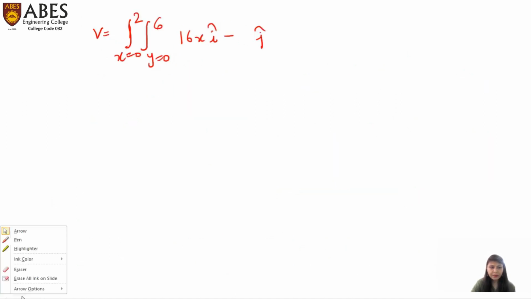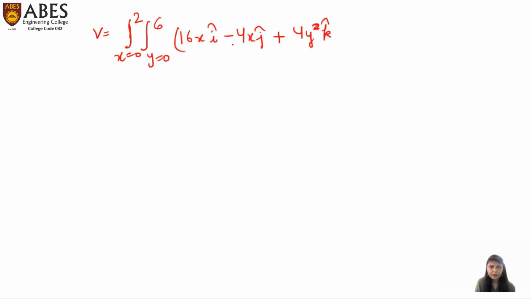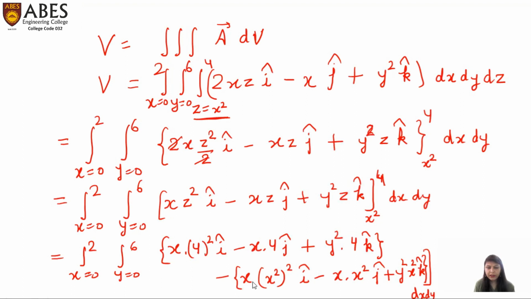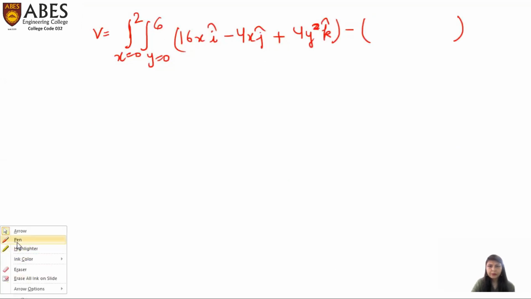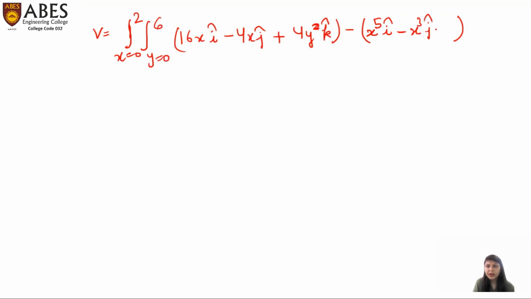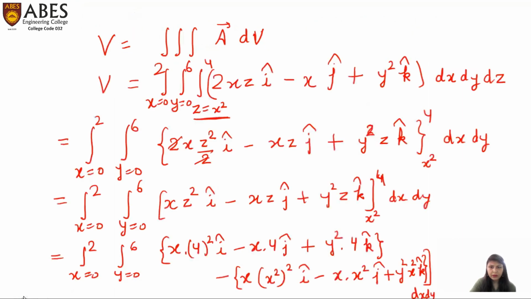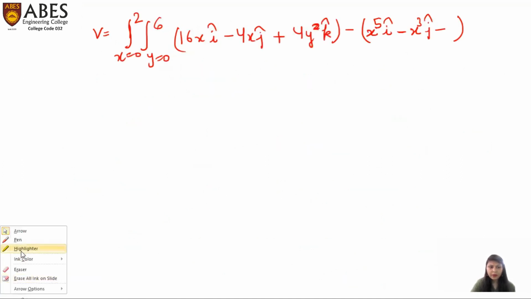Minus the lower limit values: x to the power 5 i cap, x cube j cap, and y square x square k cap, into dx dy.